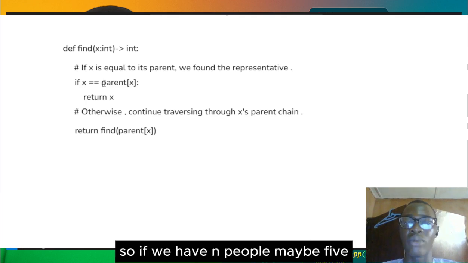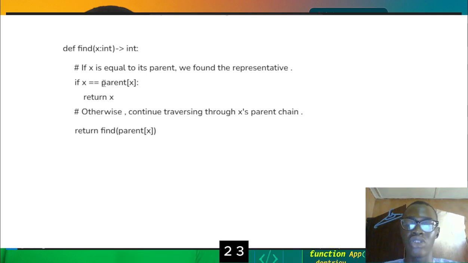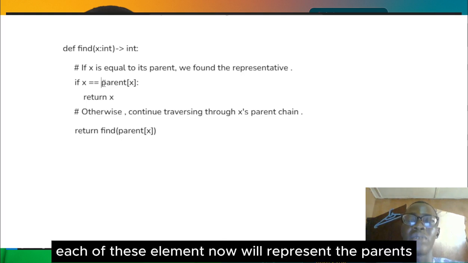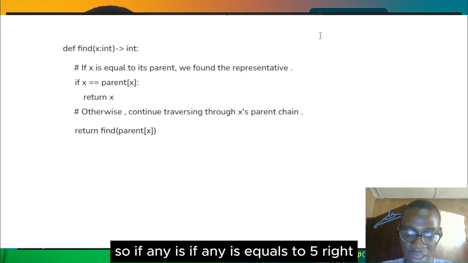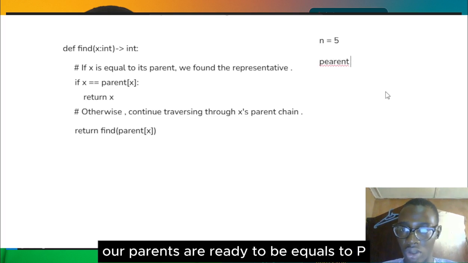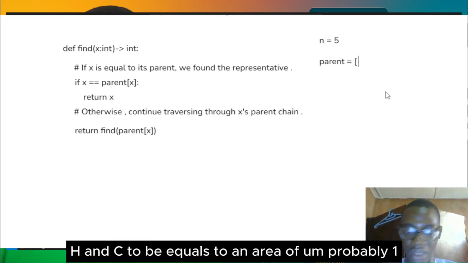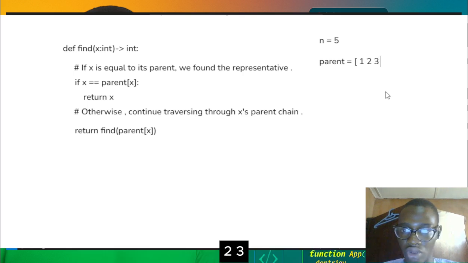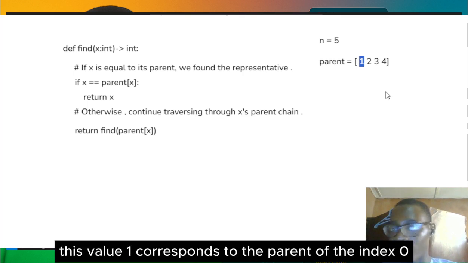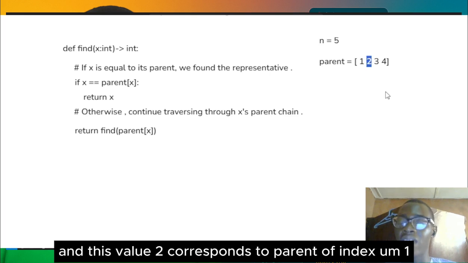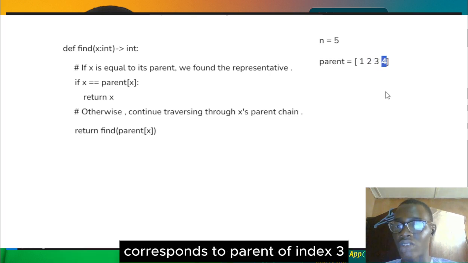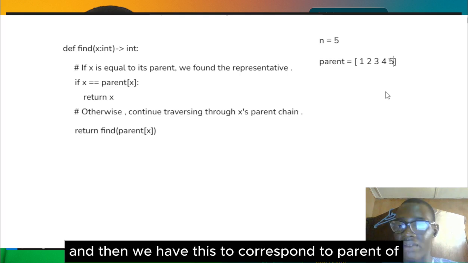Don't forget that each person is represented in some sort of array. If we have n people, maybe 5, that means we have person 0, 1, 2, 3, 4. So definitely we can have an array of 5 elements. Each of these elements will represent the parent of that particular person. So if n is equal to 5, we can have our parent array to be equal to an array of probably 1, 2, 3, 4. What this means is that this value 1 corresponds to the parent of index 0, this value 2 corresponds to the parent of index 1, this corresponds to the parent of index 2, this to the parent of index 3, and this to the parent of index 4.